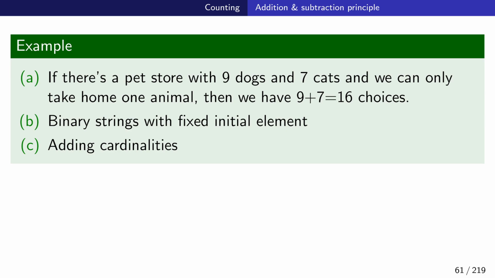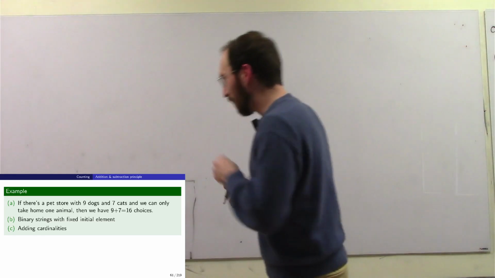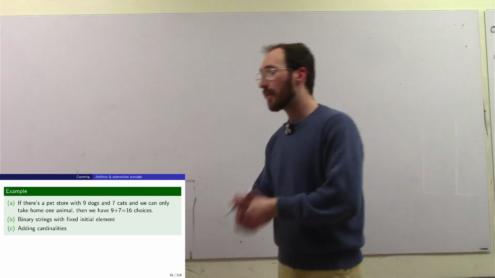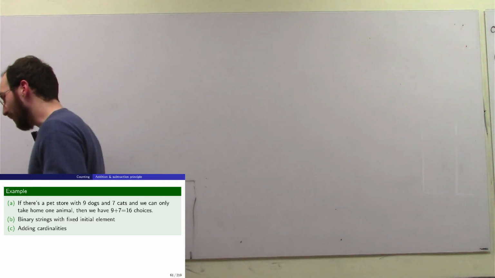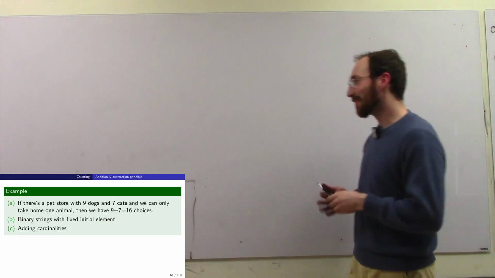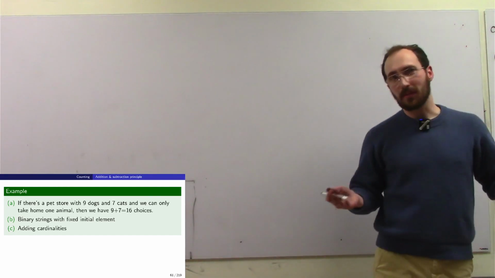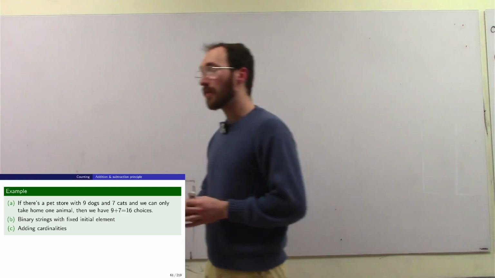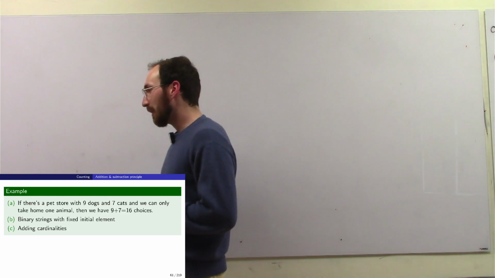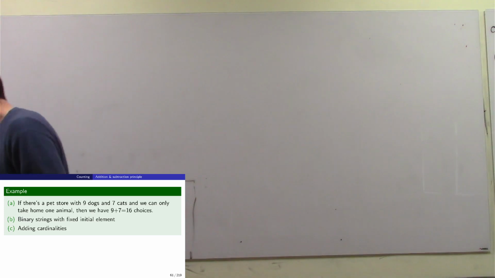So for instance, looking at our slide, where are we at? There we are. Looking at the opening slide, if you want to adopt a pet, which please adopt, but also spay and neuter your animals. So very important. So if you go to a pet store, you got 9 dogs, 7 cats, you can only take 1 home. How many options do you have? Just add up the 2 numbers. And yes, we're supposing that you're just choosing between a dog and a cat. Maybe you wanted a fish. But in this case, you wanted a dog and a cat, so you only have 16 choices.